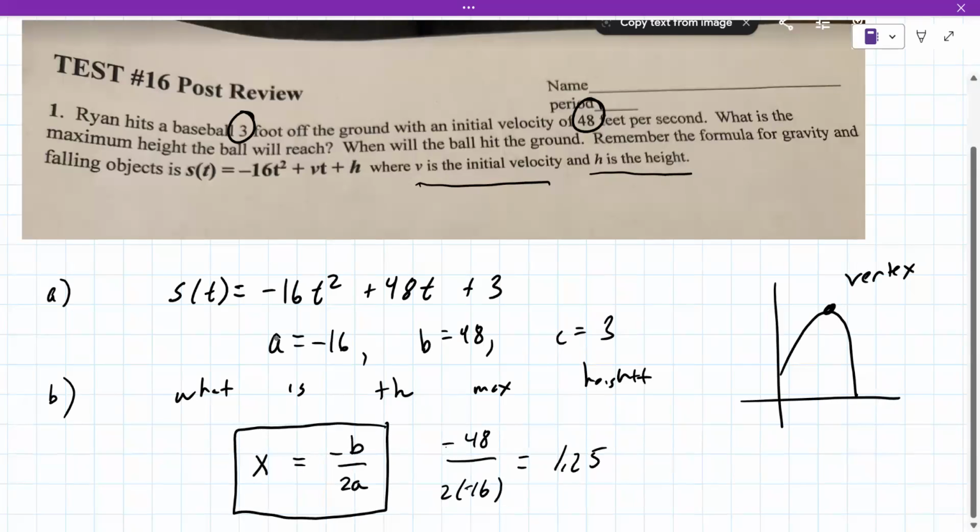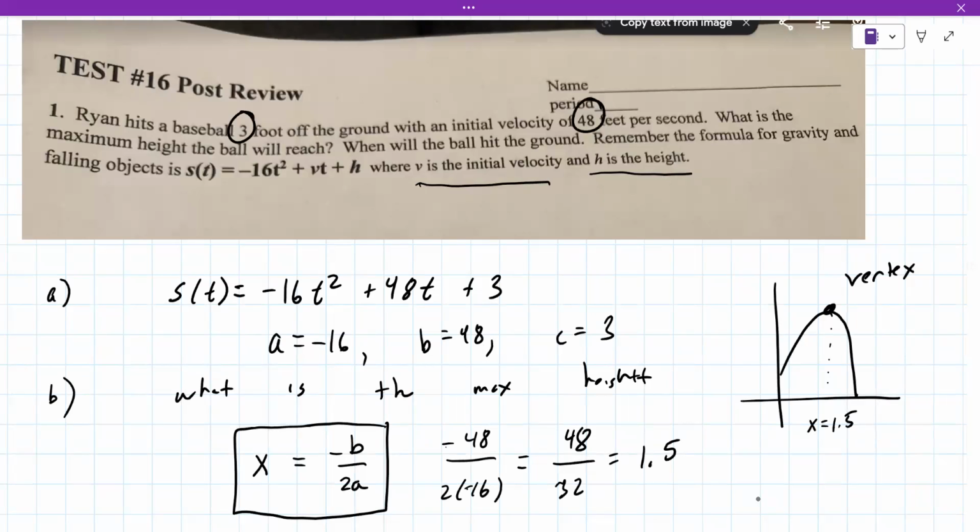I agree. I do not agree. Apologize. You just double check that one more time. It's 48 over 32. Yeah. Should be just 1.5. Oh yeah. Okay, see. Now that is just like when it opens. That's just the time. That's just where it happens.